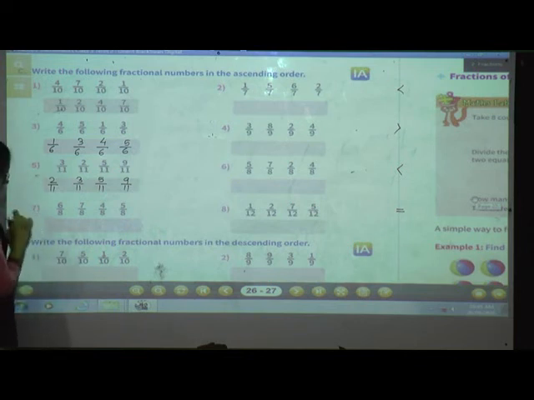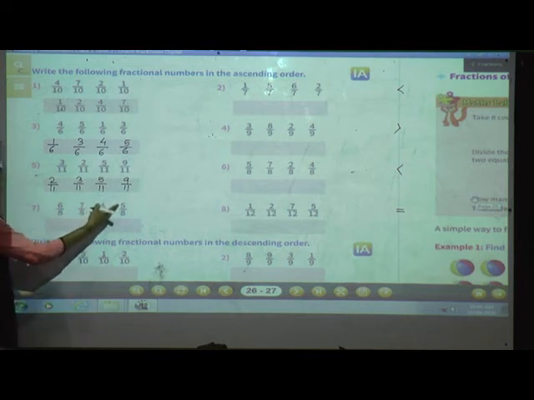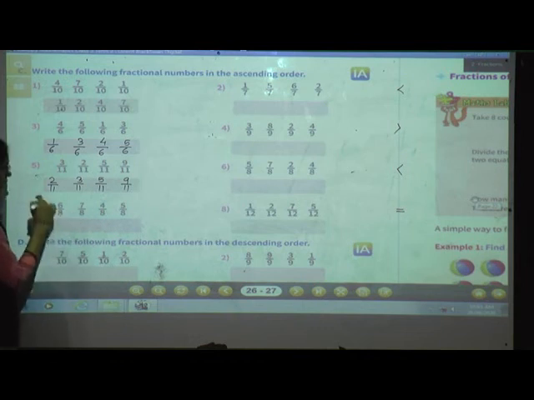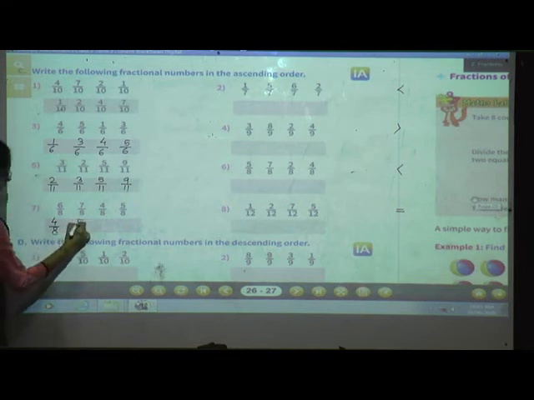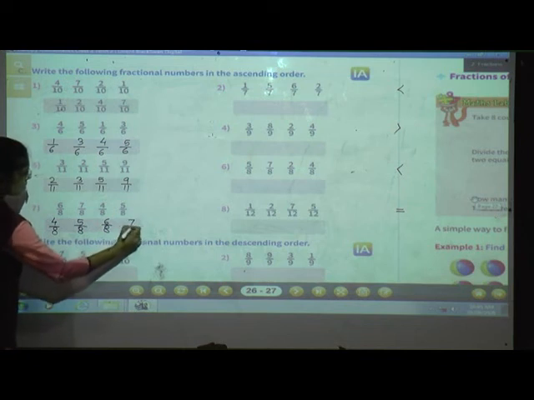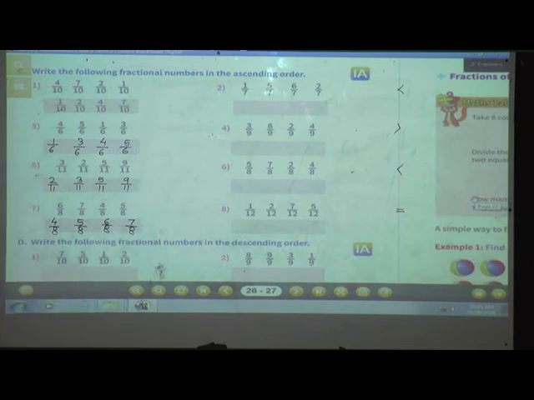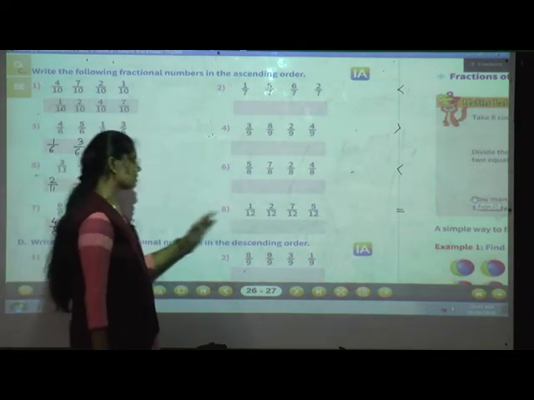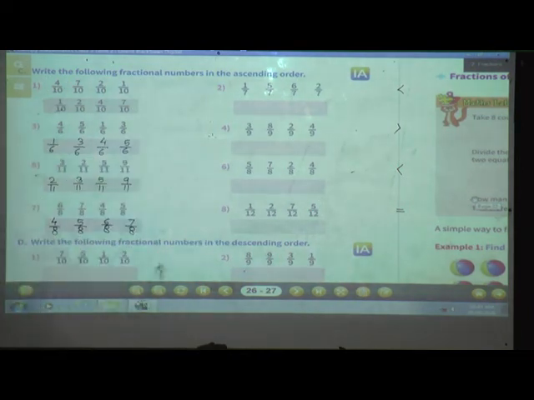Now see this seventh one. 6 by 8, 7 by 8, 4 by 8 and 5 by 8. Okay, now in this fraction which fraction is smaller? 4 by 8. Then 5 by 8, 6 by 8 and the last 7 by 8. In this way you can solve these remaining 4 examples. You have to arrange all the fractions in ascending order.